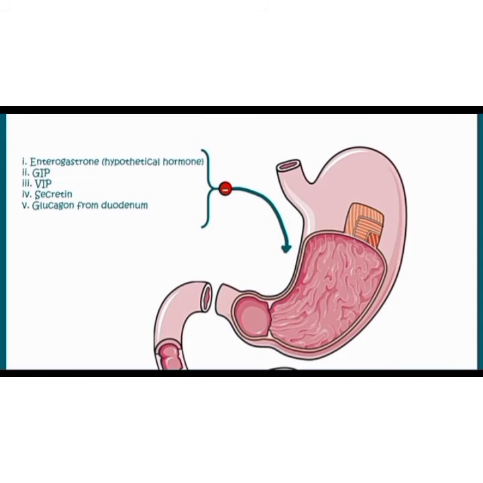Factors which inhibit HCl secretion are enterogastrone, GIP, VIP, and secretin and glucagon from the duodenum. These two play the major role. Secretin and glucagon from the duodenum inhibit the HCl production in the stomach from the oxyntic or parietal cells.